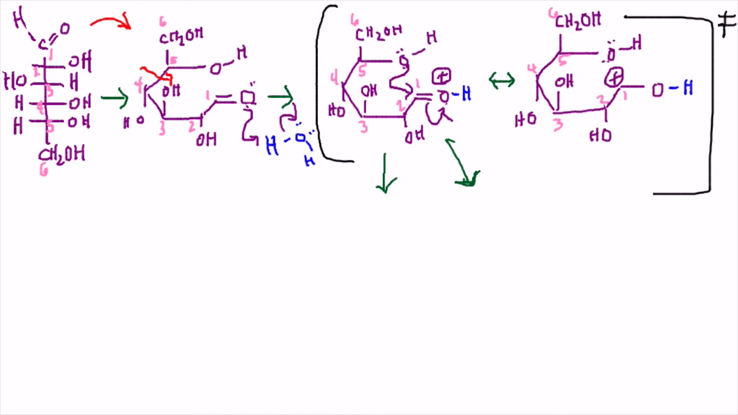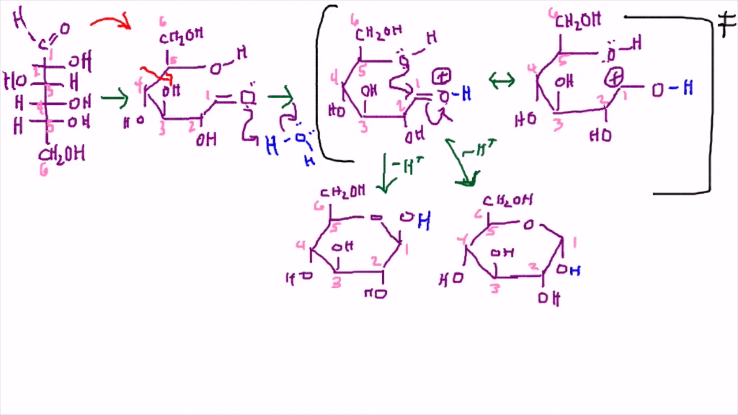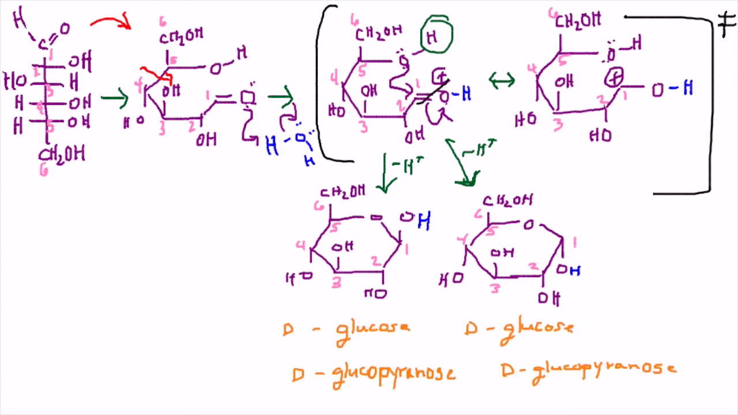Let me quickly mention that I did drop a proton right up here. Water would just come by and snag that off of the endocyclic oxygen, or the oxygen within the ring. Now, these are both still D-glucose molecules. They are still D-glucopyranoses, but at the C1 position where the aldehyde was, we created a new chiral center.